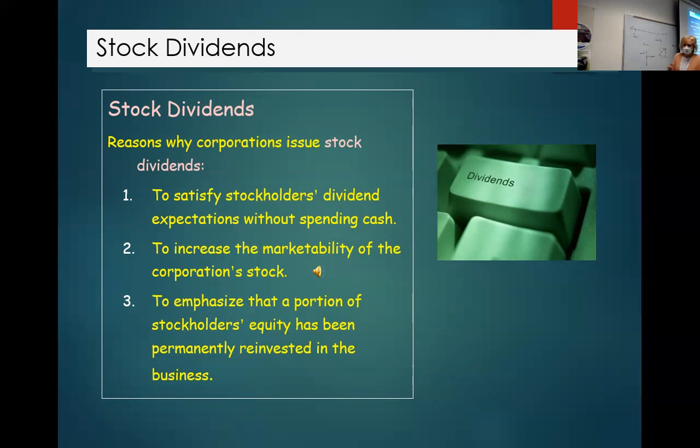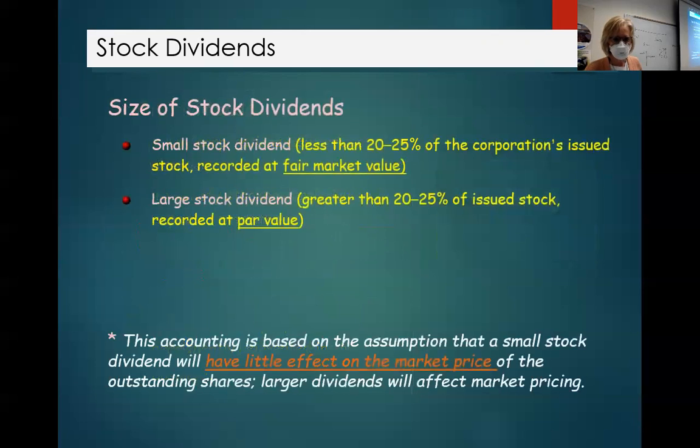Okay, let's do a quick journal entry. We're not going to do large stock dividends here. We're going to do small ones. We record a stock dividend at fair market value, which is basically your market price, if you're less than 20 or 25%. If you do a very large stock dividend, then it impacts par value.